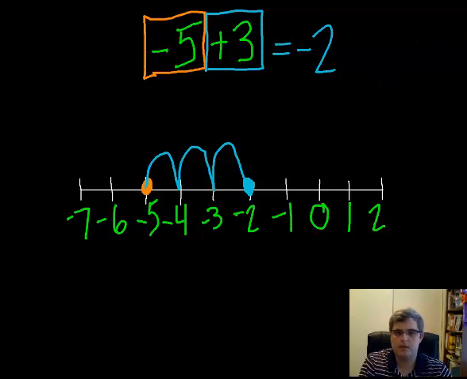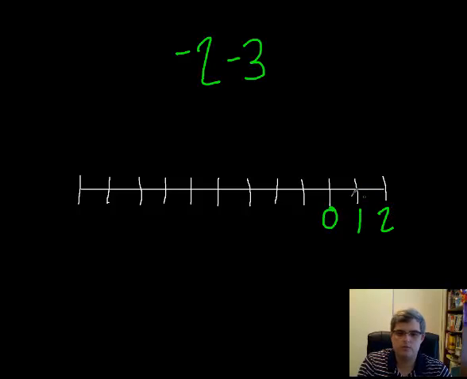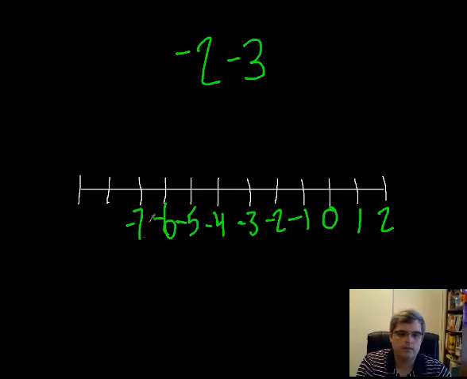One more just for good measure. This time let's try negative 2 minus 3. So I'm going to start my numbering. Let's start with 0 right here. Of course, 1 and 2. Then going backwards, negative 1, negative 2, 3, 4, negative 5, negative 6, negative 7, negative 8, negative 9. So there we've numbered our number line.